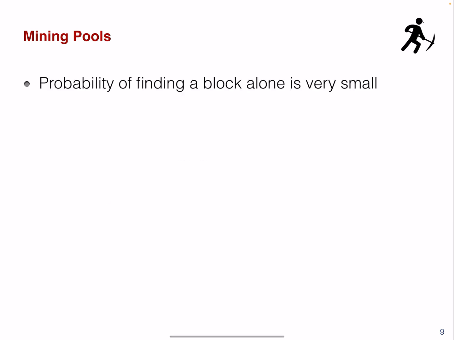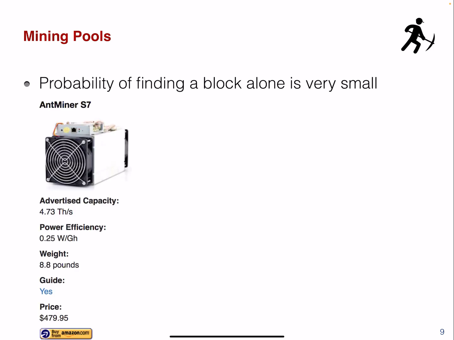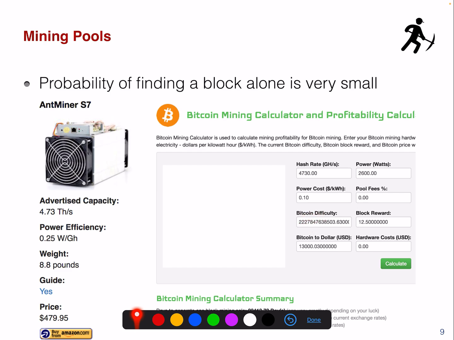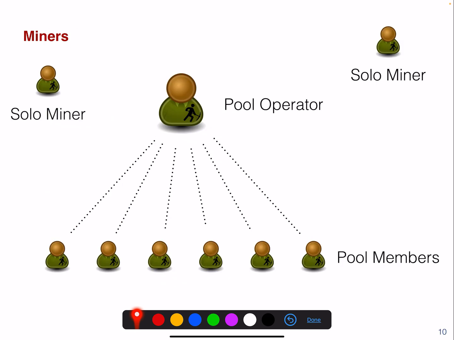So as I mentioned, the probability of finding a block alone is very small. If you look, for example, at the Antminer here, this was a miner at the time that you could buy for like $480. You can go to some mining calculator website and calculate how much it would cost you, and when you would break even under the assumption that the Bitcoin difficulty doesn't change much or is changing according to a specific amount that you specify. So just to provide you with a more concrete example of how a mining pool operates.